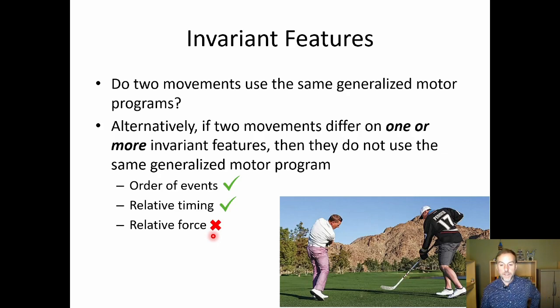Conversely, let's say we're comparing another two movements. We've got a golf swing and a hockey swing. Again, kind of similar. If even one of the invariant features is different, then they do not use the same generalized motor program. So in this made-up example, let's say the order of events and relative timing are the same, but the relative force is different, then they do not use the same generalized motor program. As soon as you fail one of these invariant features, they have to be different generalized motor programs. And we'll see examples of this.